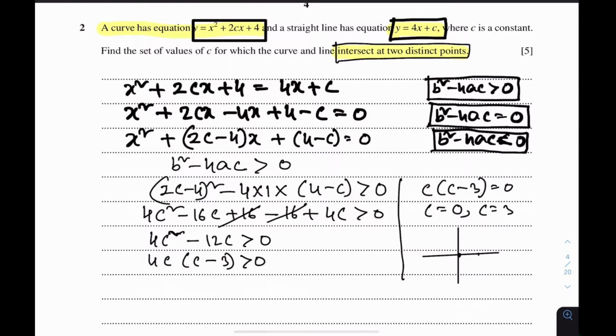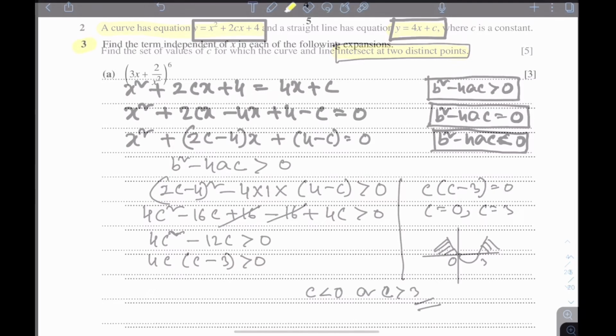So the graph will be, there is a greater than sign given, and shade this part. So the answer will be c less than 0 or c greater than 3. So this is the final answer.